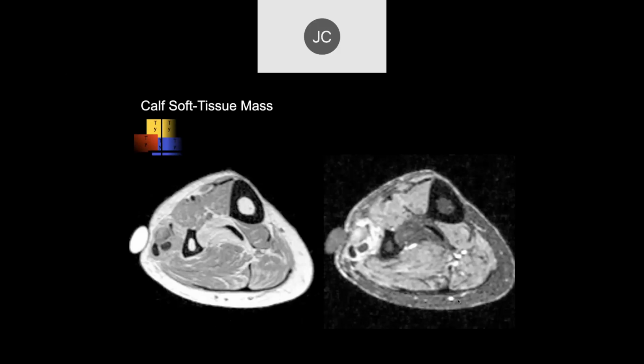Okay, Tayson. All right. So this was a calf mass. Calf mass. Yeah, baby cow mass.